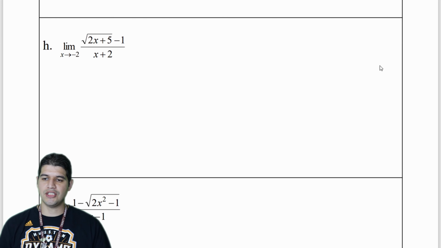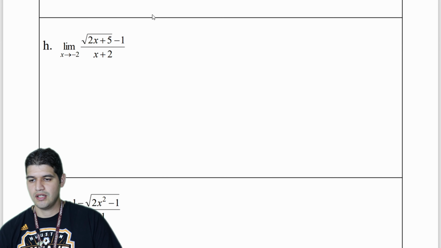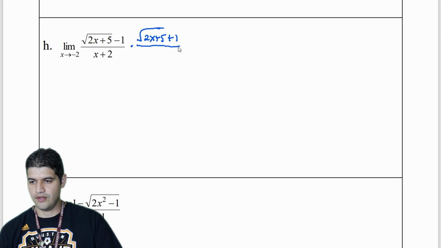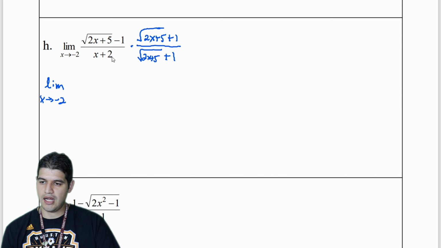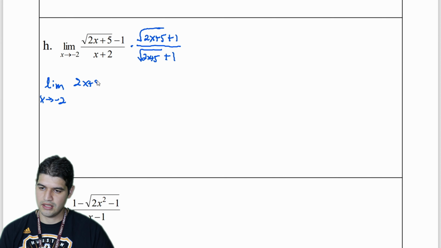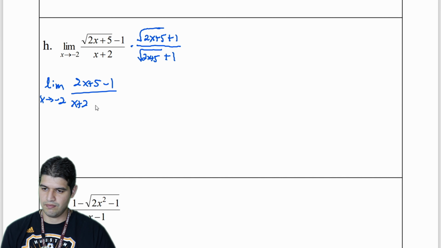Here in part H, I do have something that we could rationalize. So I'm going to multiply it by the conjugate, the square root of 2x plus 5 plus 1 over the square root of 2x plus 5 plus 1. So I end up with the limit as x approaches negative 2 of 2x plus 5 minus 1 over x plus 2, and let's see, times the square root of 2x plus 5 plus 1.